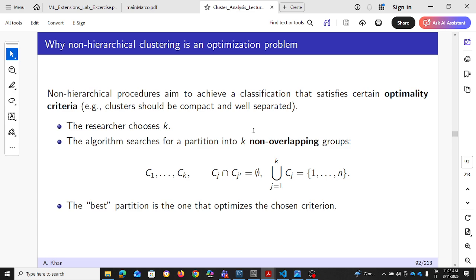How to find the value of k? We have to look for it. We have to experiment. That's why it's called unsupervised learning. You remember? We had supervised and unsupervised learning. So what do you mean by unsupervised? What's unsupervised learning?